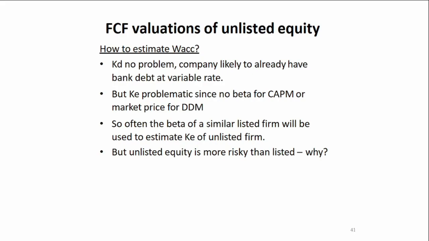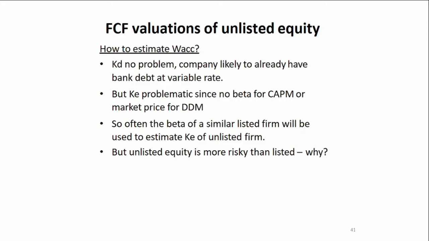Remember, we can calculate the cost of equity by using the capital asset pricing model or by using the dividend discount model. If we use the capital asset pricing model, we need to have a beta, and an unlisted company doesn't have a beta. If we want to determine the cost of equity using the dividend discount model, we then need to know the market price of the share. And if we are trying to determine this for unlisted equity, there may not be a market price available because these shares are not listed. So it can be very problematic to determine the cost of equity.